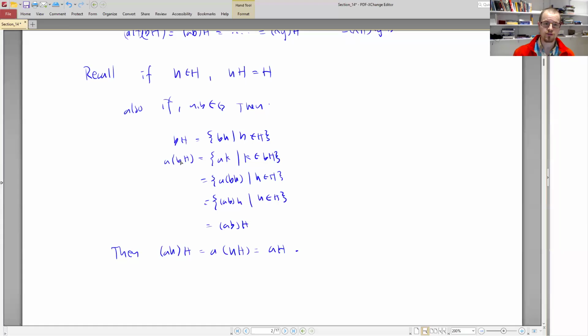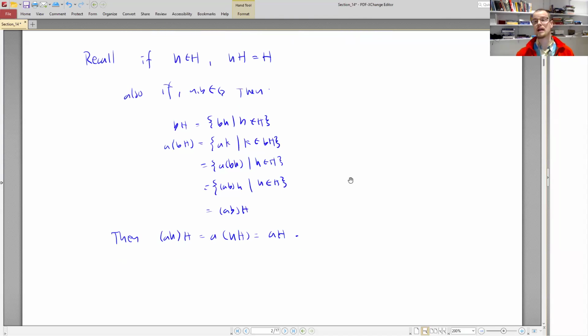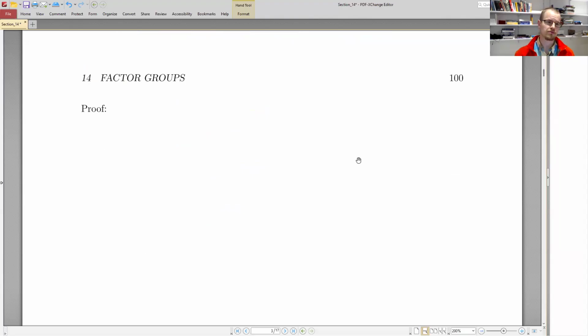If I wanted to multiply two things, I can take the product on the left by an element of this particular set. Okay. That's what it looks like. All right, so now we can actually start thinking about the proof.